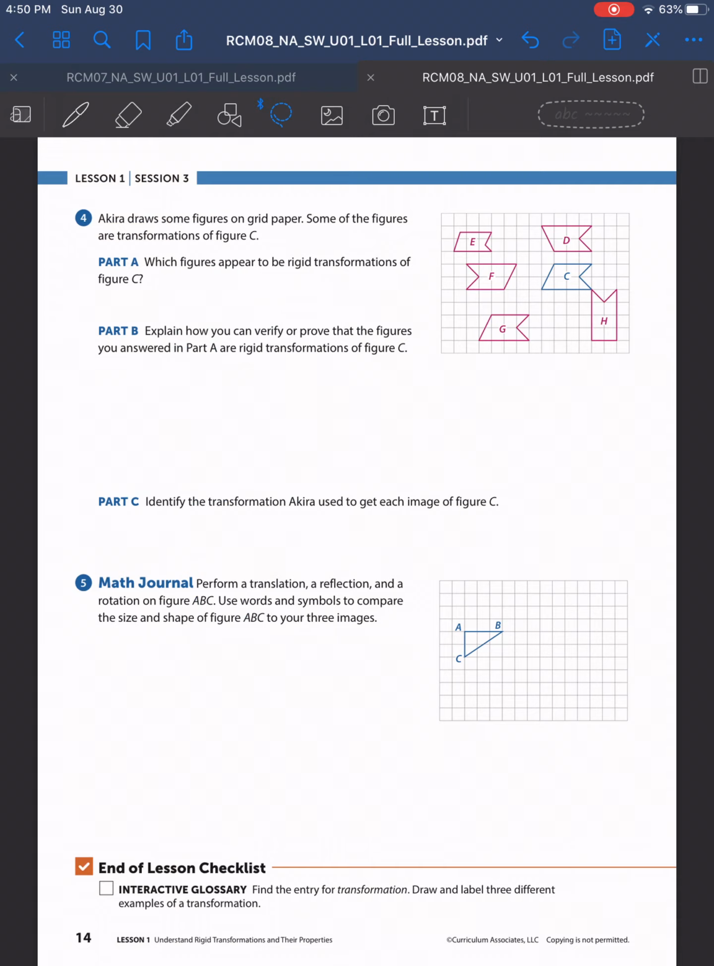Number 4. Akira draws some figures on grid paper. Here's her figures. Some of the figures are transformations of figure C. So see the blue shape? Figure C is the original, okay? Which figures appear to be rigid transformations of figure C?